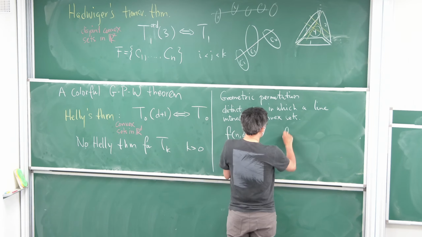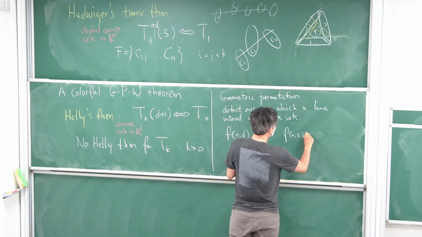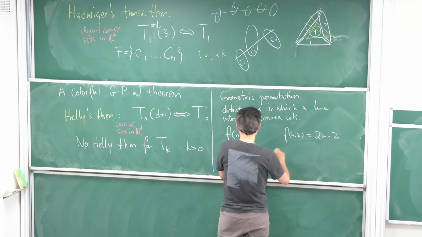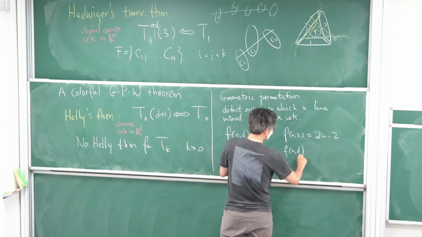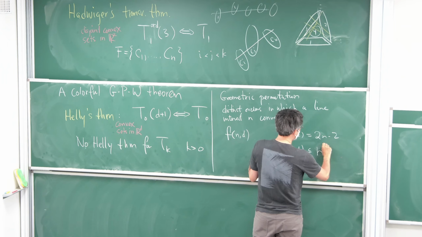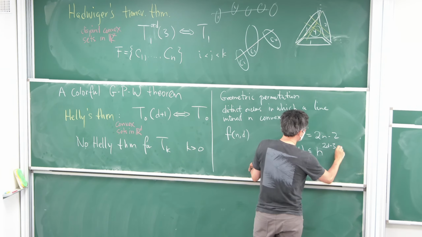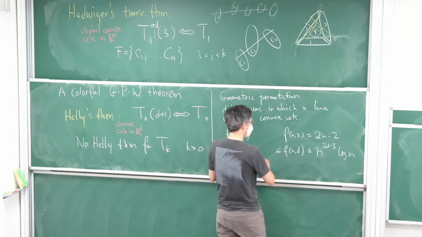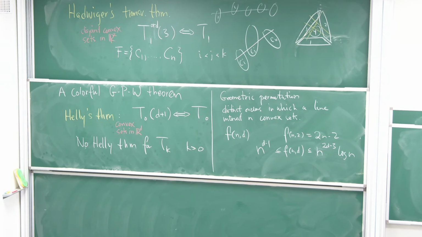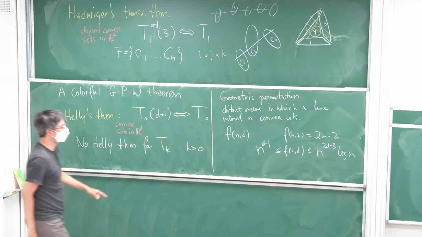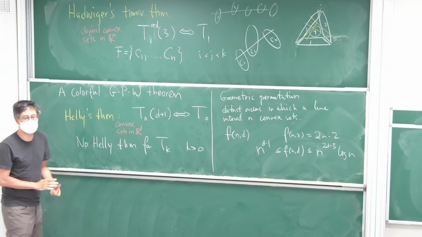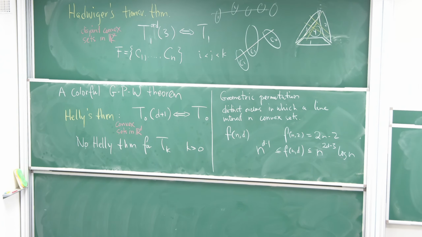Some known bounds are: f(n, 2), the maximum is 2n minus 2. And in general, f(n, d) is something like n to the 2d minus 3 times the log n, up to n to the d minus 1. Closing this gap in higher dimensions is an old problem that many people have tried to solve, and it is very complicated.